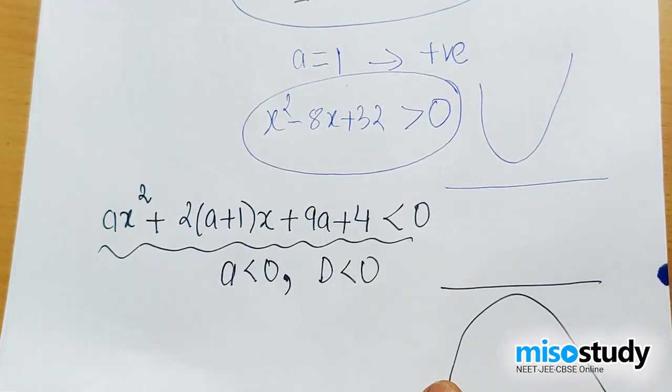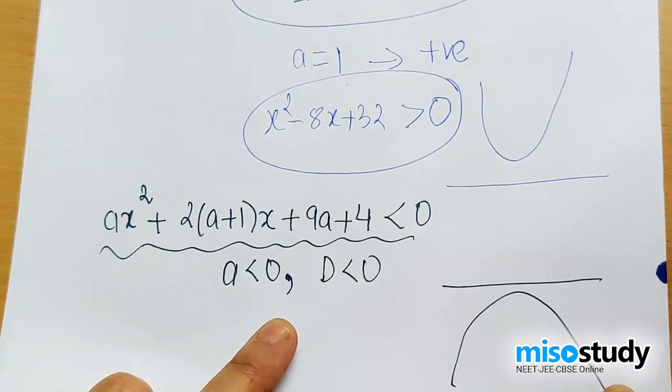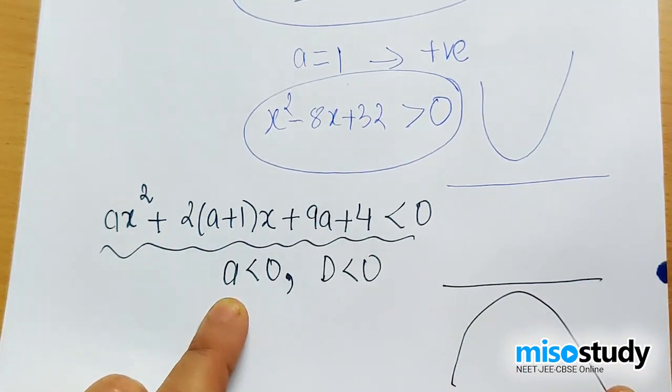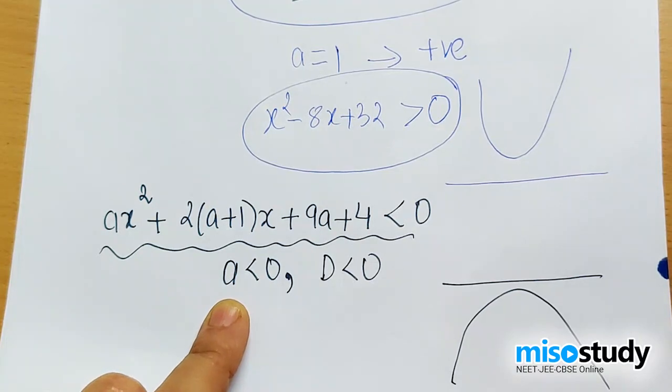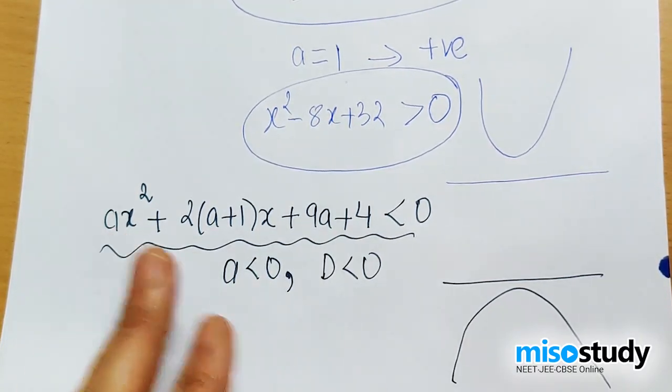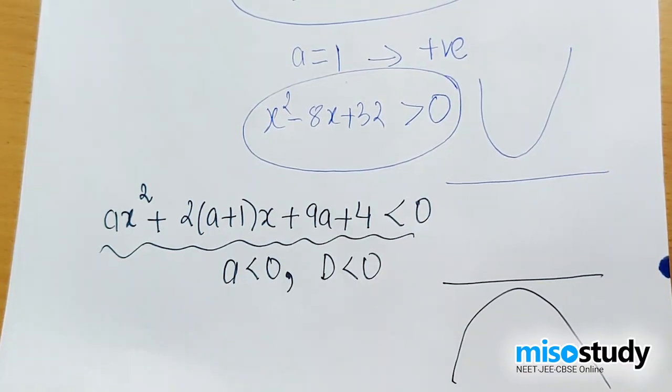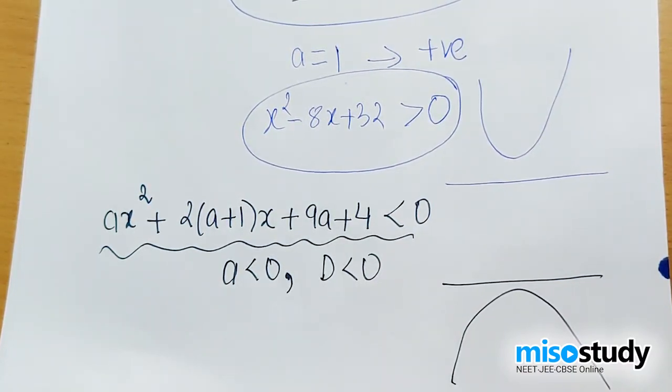And for this to be true, since this is a downward parabola, I should have a less than 0. The second condition is that my discriminant should be less than 0. Both the things should be less than 0. Alright, so now let's work on it and find out.